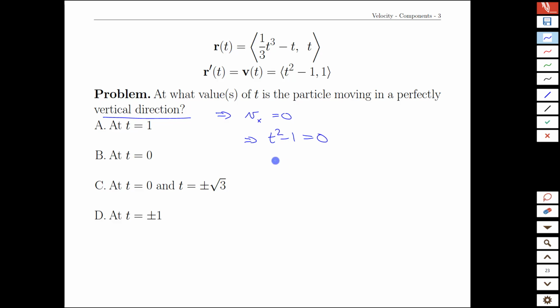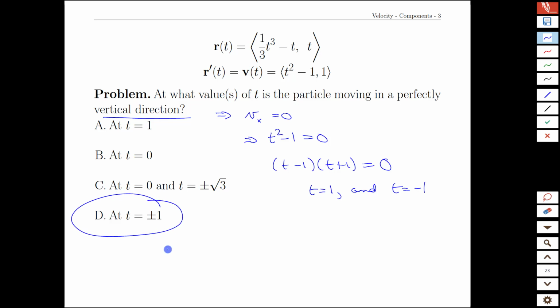Okay, here, this is a perfect square. We can factor it and still have it equal 0, and that's going to give us two solutions, t equals 1 and t equals -1. So that would be our D answer. And it never hurts to confirm. If we take the velocity at time 1, it's going to be t squared minus 1, 1 squared minus 1, that's 0, 1 rather. And that would be a perfectly upright vertical velocity vector.